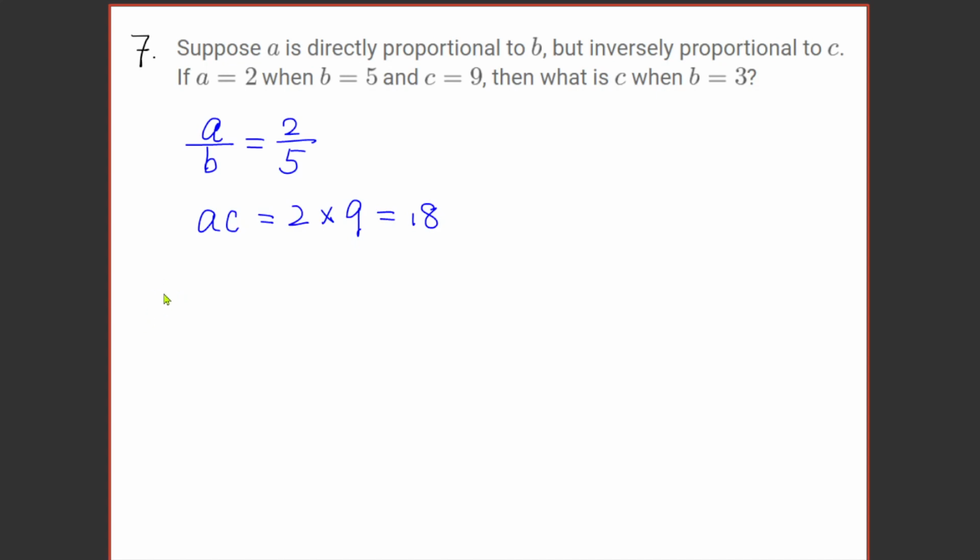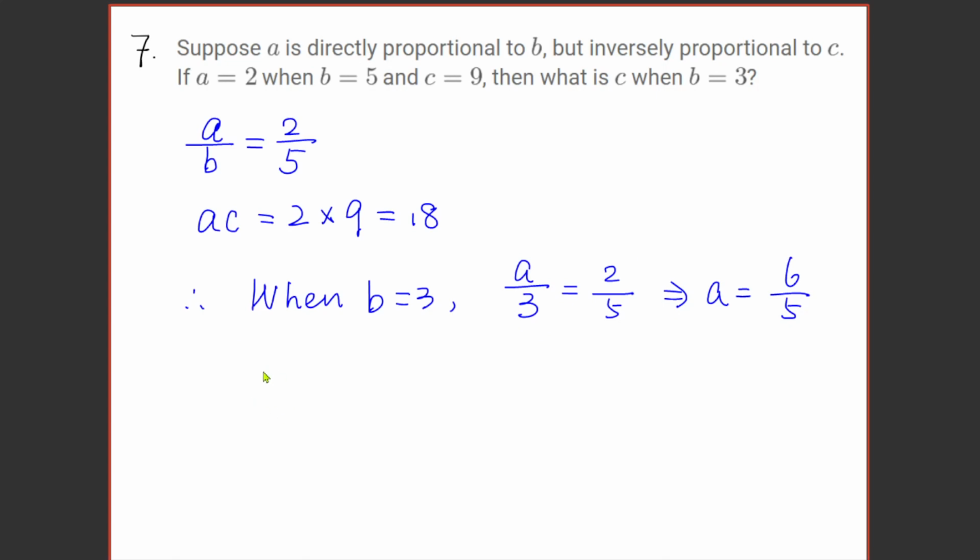Therefore, when B equals 3, we have A over 3 equals 2 over 5, which gives us A equals 6 over 5. Since AC equals 18, we have 6 over 5 times C equals a constant 18, right? Therefore, we can solve C is 18 times 5 over 6, which gives us 15.